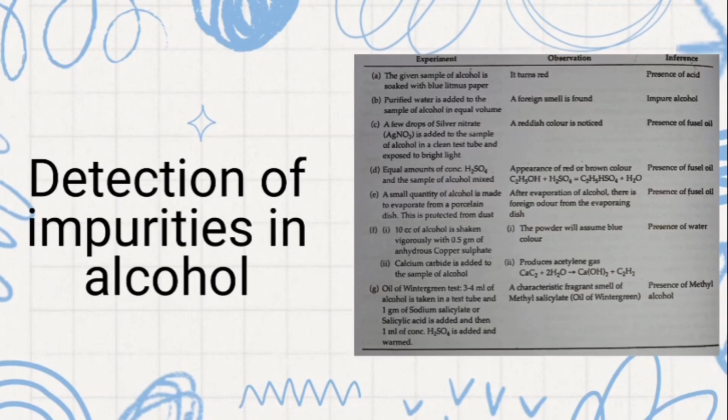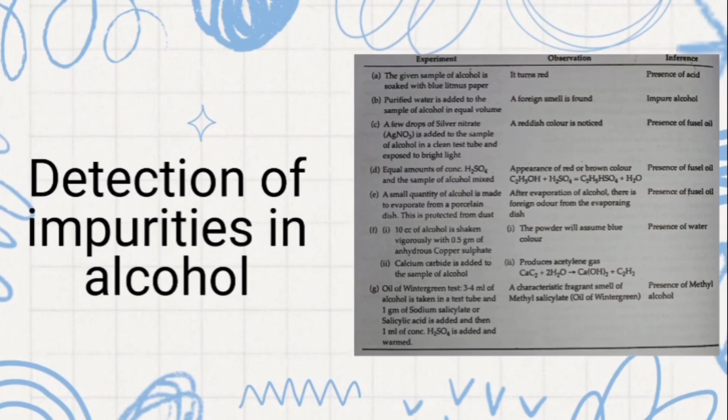Identification of water. 10 cc of alcohol is shaken vigorously with 0.5 grams of anhydrous copper sulfate. If the powder turns blue, then water is present in the given sample of alcohol. If calcium carbide is added to the sample of alcohol and acetylene gas is produced, then water is present in the given sample of alcohol.